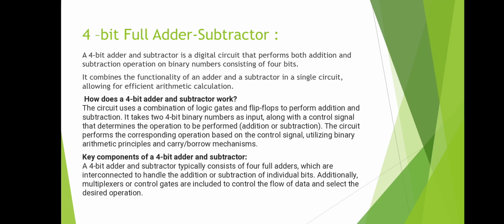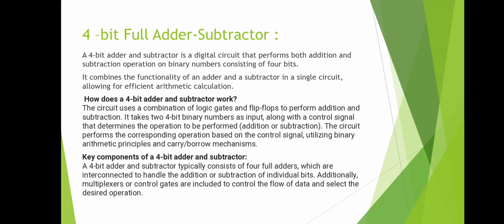The circuit uses a combination of logic gates and flip-flops to perform addition and subtraction. It takes two 4-bit binary numbers as input, along with a control signal that determines the operation to be performed, either addition or subtraction. The circuit performs the corresponding operation based on the control signal, utilizing binary arithmetic principles and carry or borrow mechanisms. Key components of a 4-bit adder and subtractor.